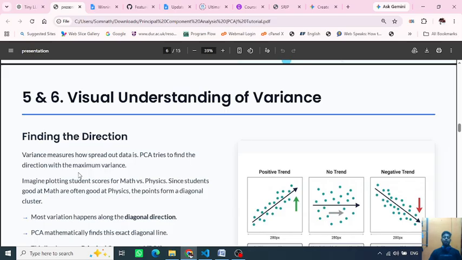So the main working principle of PCA is finding the direction where the highest variance is present.